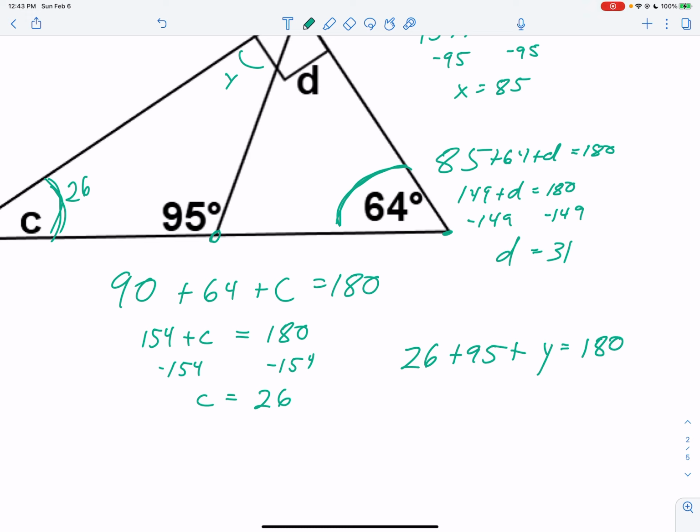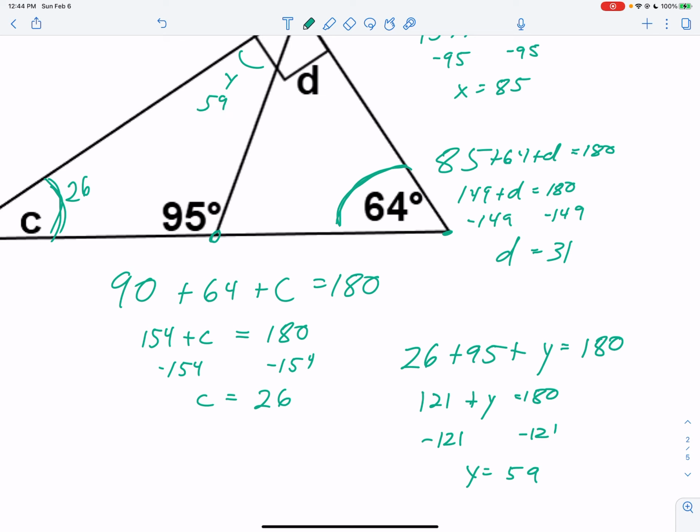26 plus 95 is 121. I believe. Is it 121? I believe it's 121. And then subtract 121 away to get Y. That's equal to 59. So this is 59 degrees.